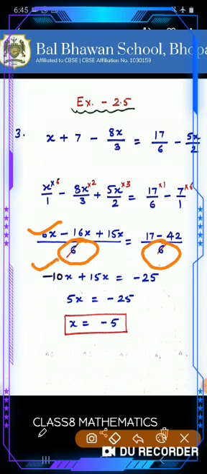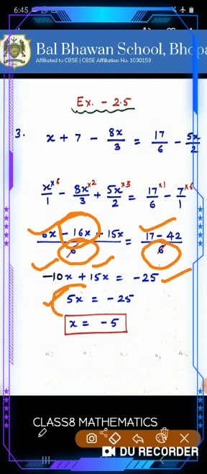Why minus? Because the greater term is negative, which is 16x over here. So minus 10x plus the third term 15x is equal to, you know that 17 minus 42 is equal to 25. Okay, now minus 10x plus 15x is equal to 5x. So 5x is equal to minus 25.